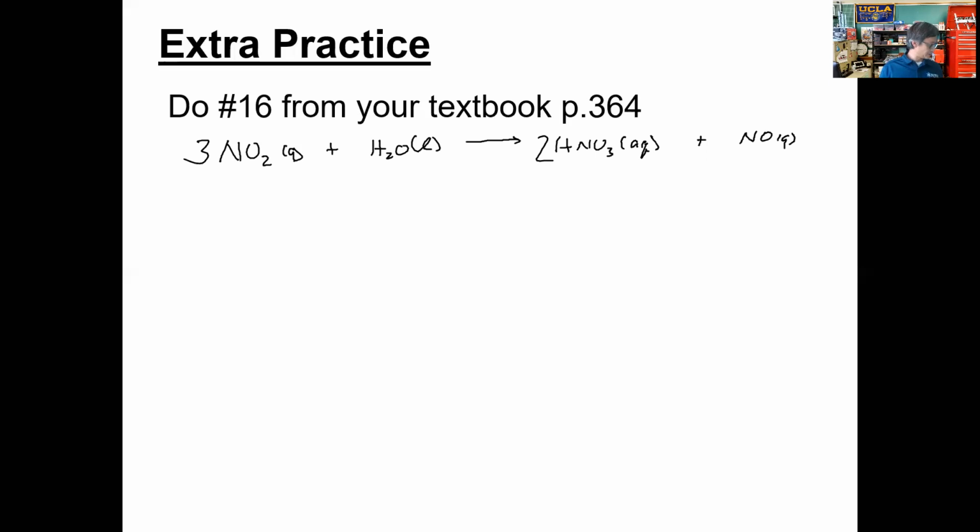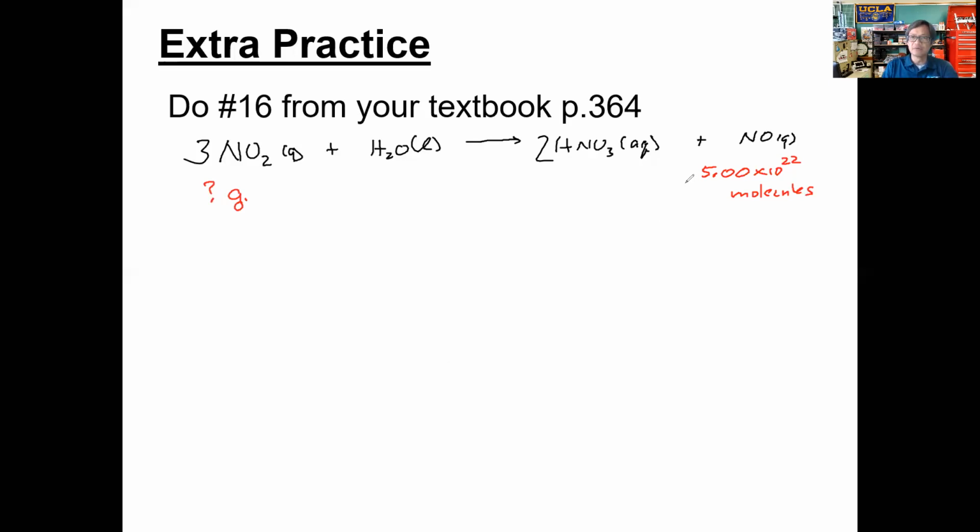We are told that we produce 5.00 times 10 to the 22nd molecules of nitrogen monoxide. So we are given this amount here. Molecules means the number of particles, so they tell us the number of particles of nitrogen monoxide that is produced. If that's what they give us, what they're asking us to solve for is the grams of nitrogen dioxide.